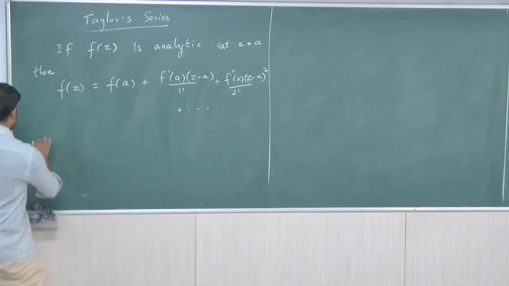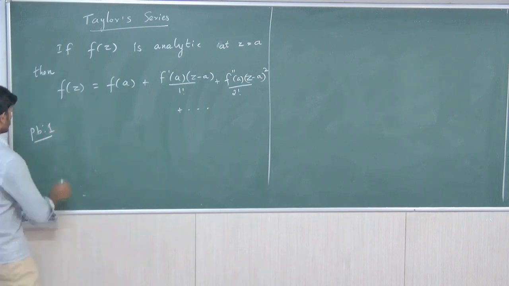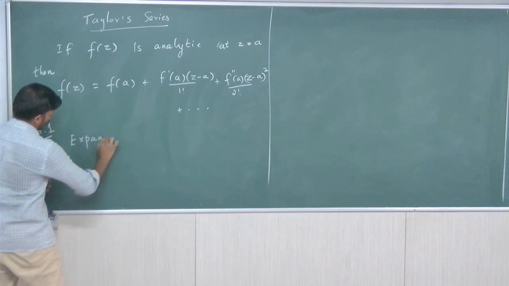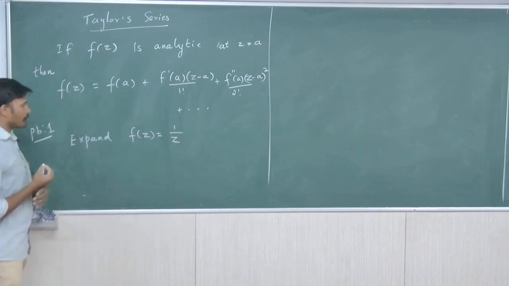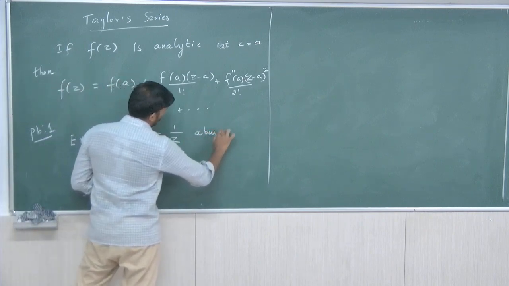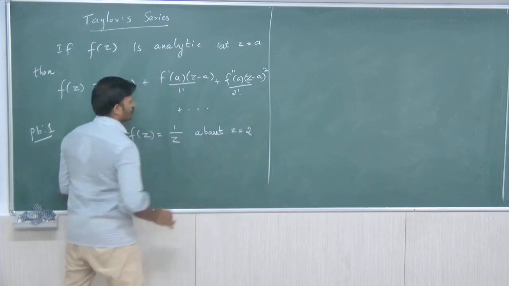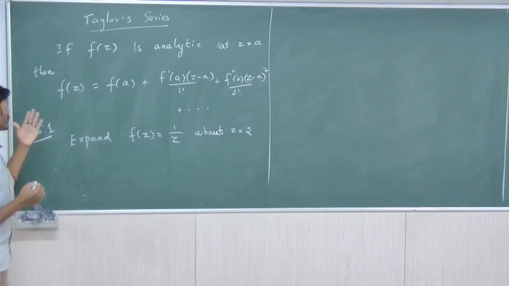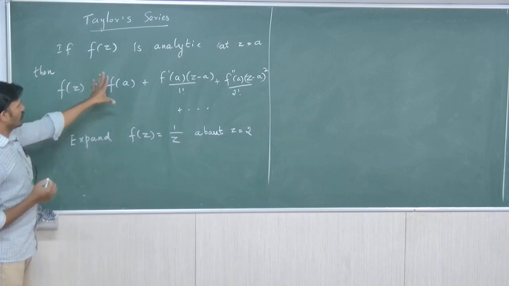So problem number 1: expand f of z equal to 1 by z about z equal to 2 by Taylor series expansion, right? Here I am going to use two methods. I am going to expand by using two methods. The first one is, I am going to apply the formula.